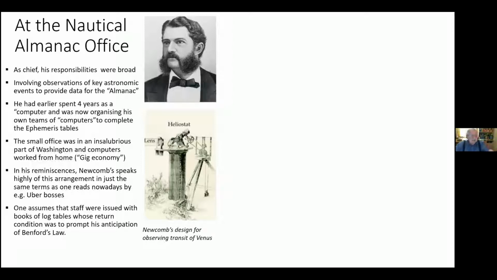So as boss of the Nautical Almanac Office, his responsibilities covered both the production of the almanac, but also establishing better values for the positions of stars and the orbits of the planets, because they not only used the moon, they also used Jupiter's moons to make navigation calculations.